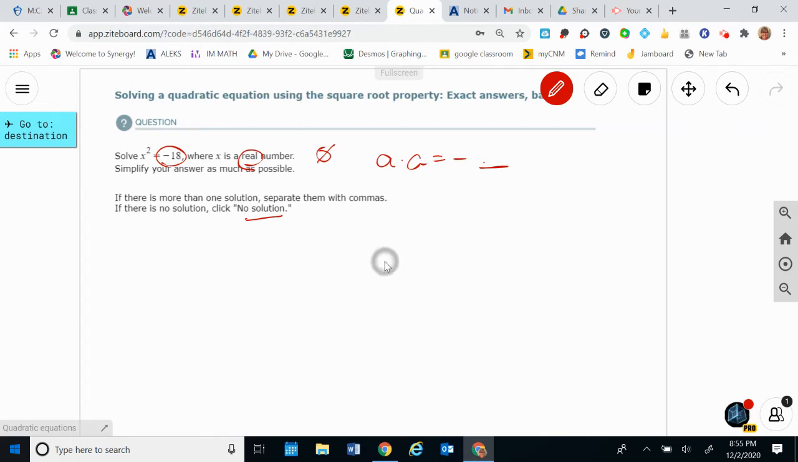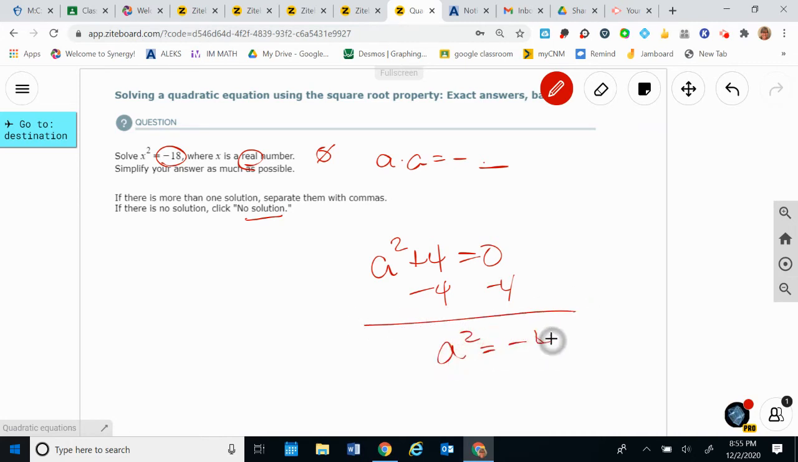Even if it comes like this, and then you solve and you subtract 4 from both sides, and you get x squared equals negative 4. Nope, no solution. You cannot take the square root of a negative number. When you do this, you're like, whoops, that doesn't work. And the answer is that it's no real solution. There is an imaginary solution to this.